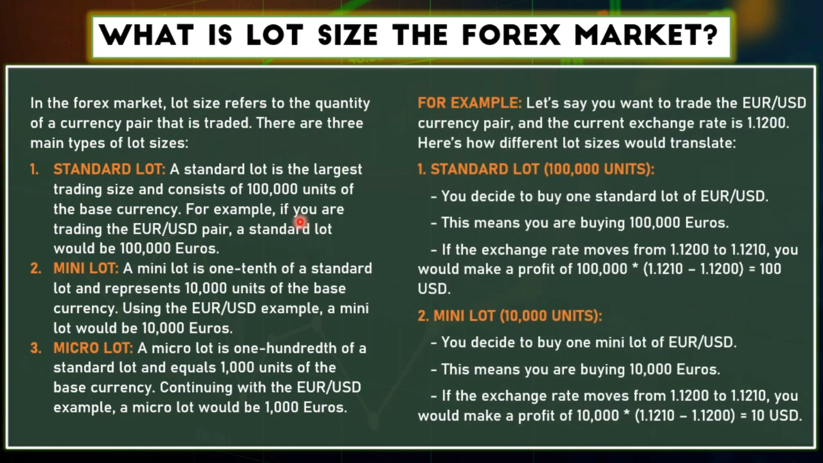Okay, now I know you are confused, but let's break this down to an example. Let's say you want to trade the euro to US dollar currency pair and the current exchange rate is 1.1200, like what we see in the bid and ask price. Now we translate the different lot sizes.